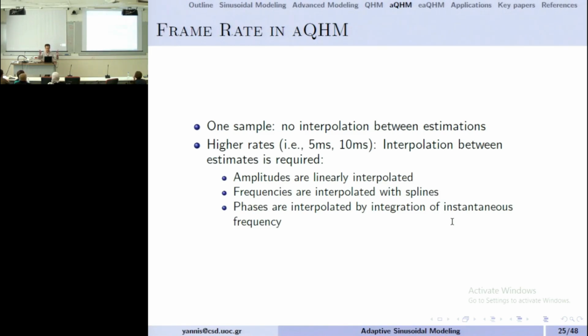And then we have the estimations, when, for instance, we have these higher rates, and then we do linear interpolation of amplitudes. Frequencies are interpolated with splines, and then we apply this integral, and we get the instantaneous phases.